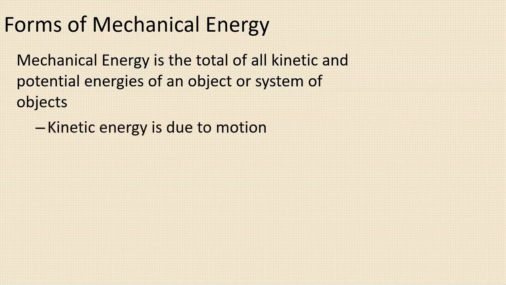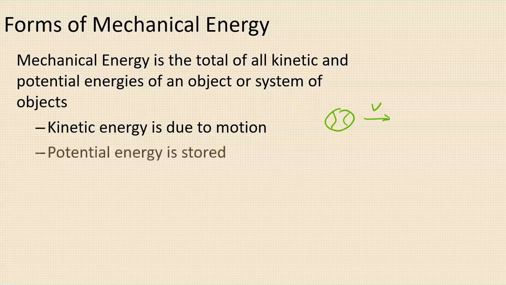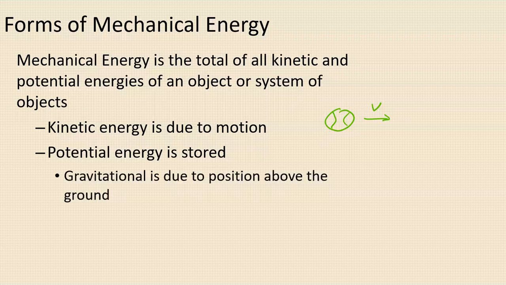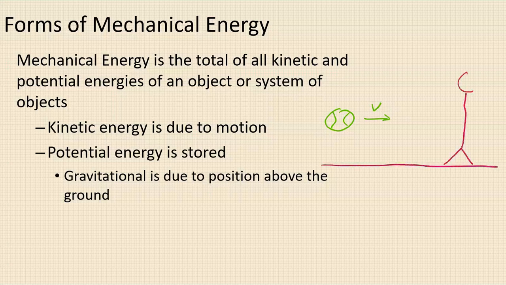First kind of energy we're talking about is kinetic energy. That's due to motion. So say we have a baseball flying along off to the right side here. It has kinetic energy because it's moving. The potential energy is the stored energy. So the stored energy in that baseball. We've already talked about gravitational potential energy. That's due to position above the ground. So let's say that ball is flying above the ground, heading towards someone ready to catch that ball. Right? It has kinetic energy because it's moving, and it also has gravitational potential energy because it is some height above the ground.